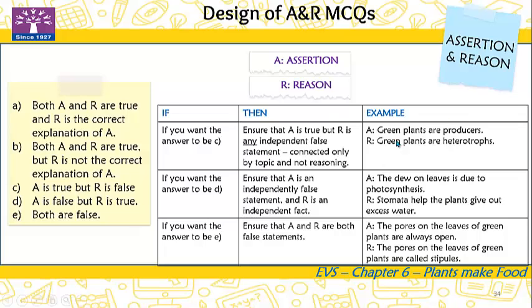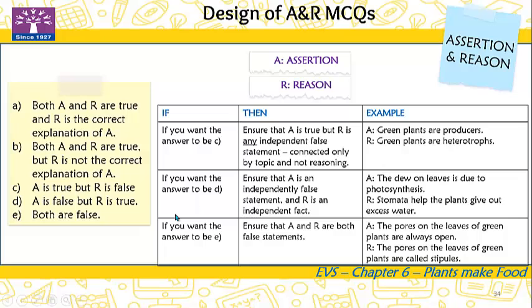Okay. So for the photosynthesis topic, A: green plants are producers, R: green plants are heterotrophs. So A is definitely true, but R is false, green plants are not heterotrophs, they are autotrophs. So here with these statements, I am making my students answer the question C.